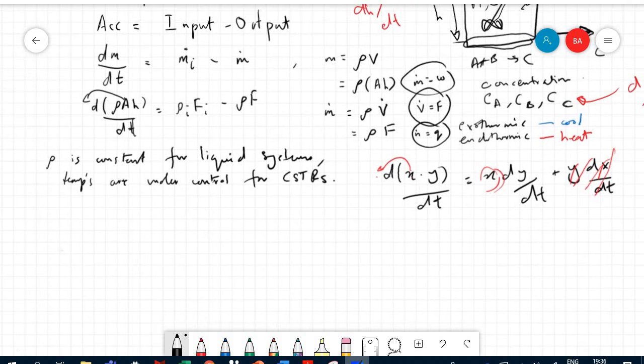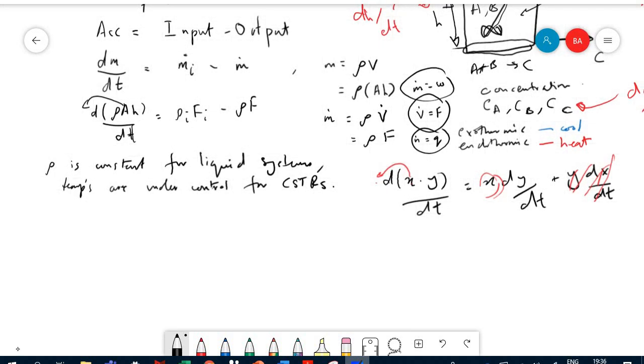Okay, great. So recalling, dm by dt is equal to input flow rate m dot minus output m dot, and then we substituted m as rho A into h. Mass flow rate is equal to density into the volumetric flow rate. That was density into volume, and here we have density into the volumetric flow rate. They are different: this is mass and this is mass flow rate. So mass flow rate will be density into volumetric flow rate minus density into volumetric flow rate, input minus output.